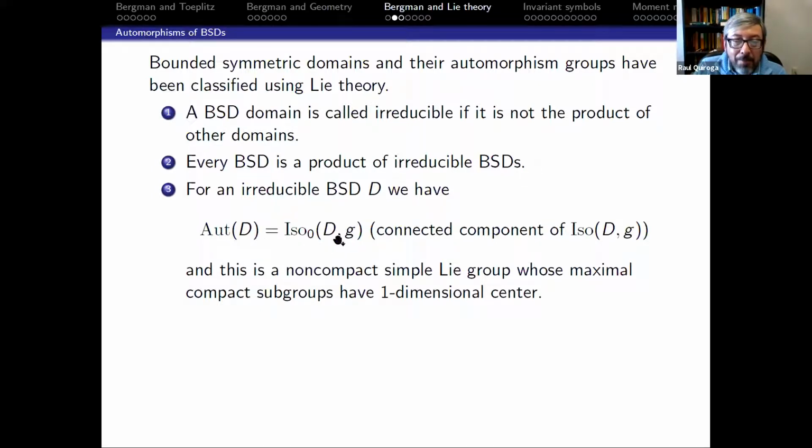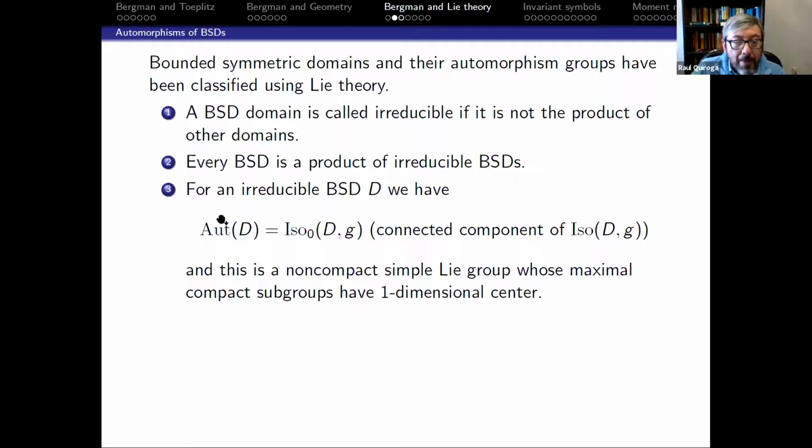What is missing? The conjugations, for example, in the unit disk are isometries, but are not biholomorphisms. That's just everything that is anti-holomorphic. And you know exactly what kind of groups you obtain here: exactly the Lie groups which are simple, as in modern algebra, no connected normal subgroups, and non-compact.